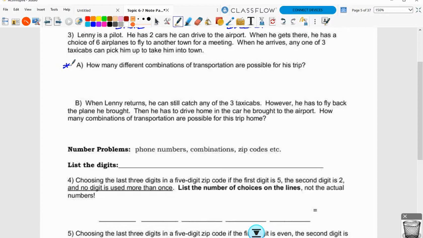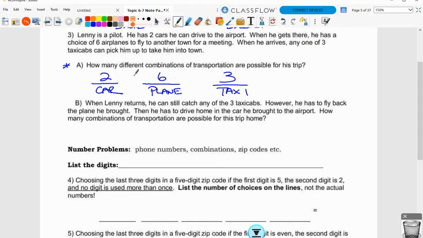So we have to make a decision out of 3 different items. He has to choose a car. Then when he's at the airport, he has to choose a plane. And once he gets to the new town, he has to choose a taxi in order to get to his meeting. Okay, so we're going to list how many choices there are for each. They tell us that he has 2 cars. When he gets to the airport, there are 6 planes to choose from. And when he gets into town, any one of 3 taxis can take him to where he needs to go.